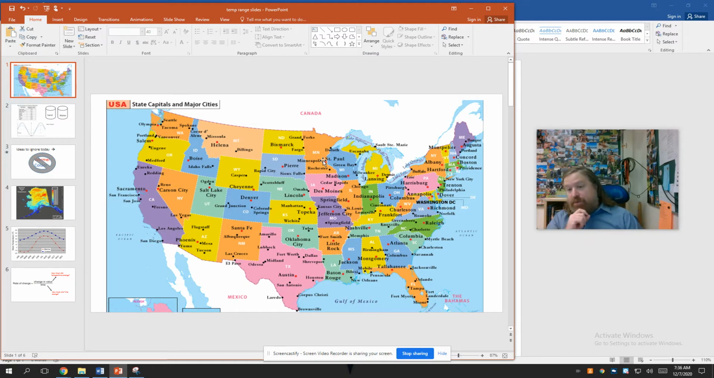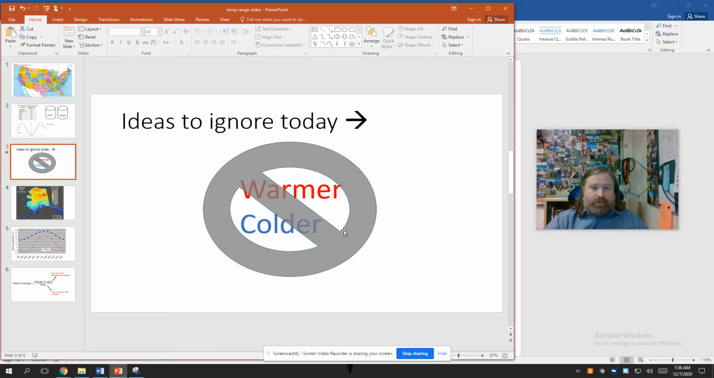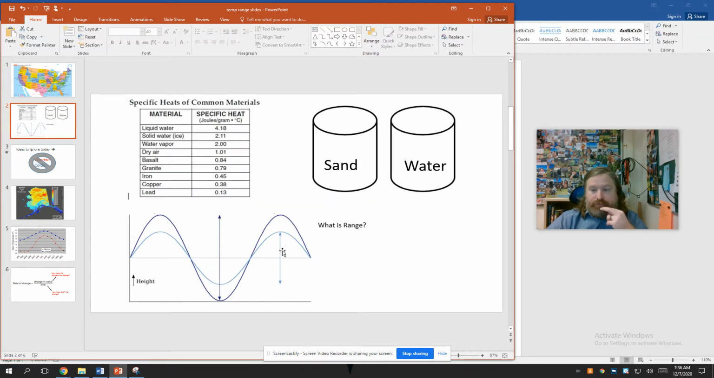I don't necessarily want to think about warmer or colder. Ideas to ignore today are warmer and colder. If you're telling me that, oh, this city's hotter, you're missing the point of today. What we want to look at is the range of temperatures for that city.